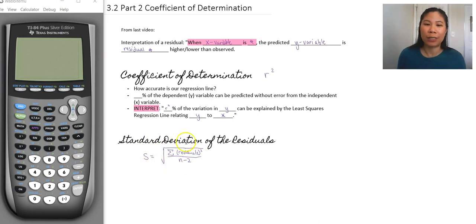The formula for the standard deviation of the residuals looks like this. And you don't actually have to calculate it a whole bunch. More so it'll be given to you in a problem, and you will need to know what it means though.